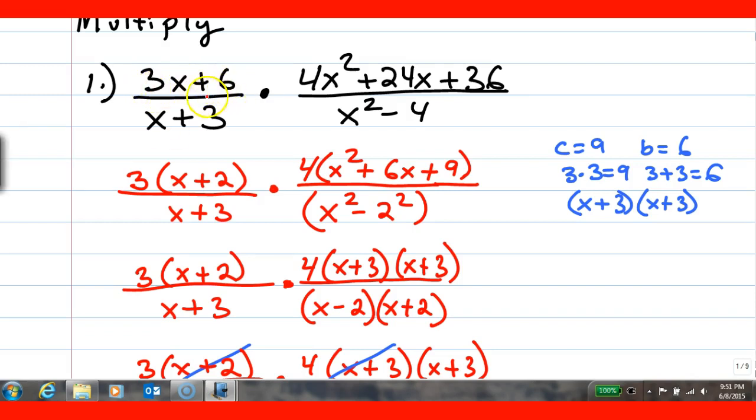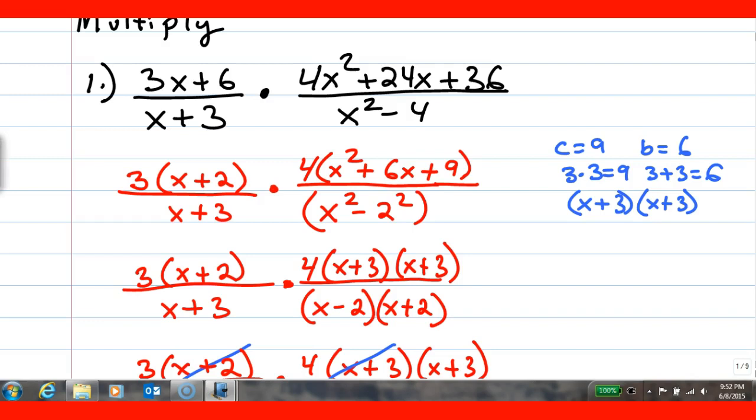We have 3x plus 6. They have a 3 in common, so we're going to divide a 3 out so that we're left with 3 times x plus 2 over x plus 3. On the other side, I can see that I have a 4 in common between the first term, the second term, and the third term, so I'm going to divide out a 4. So I end up with x squared plus 6x plus 9, over x squared minus 4, which can also be squared, which is 2 squared.